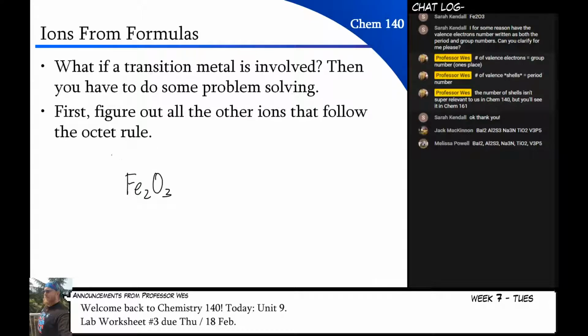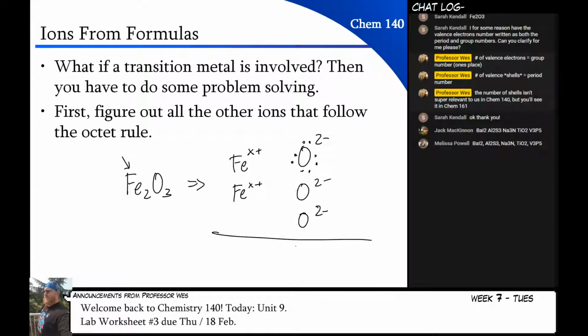and I wanted to know the charge on iron, what I would do is I would say, okay, let's split this into its ions. I know that iron is positively charged, but I don't know what its charge is in this case. I know that oxygen is always negatively charged, and it always forms a -2 ion because it has 6 valence electrons, and I need to put in 2 more to get the octet. So then I get this.